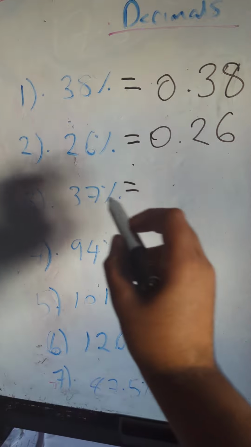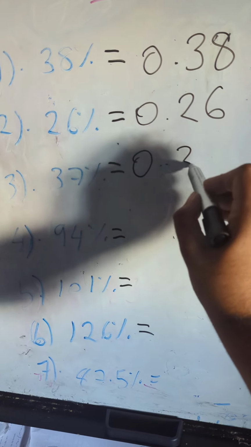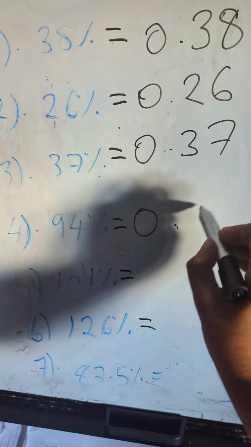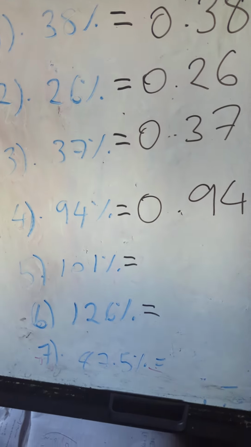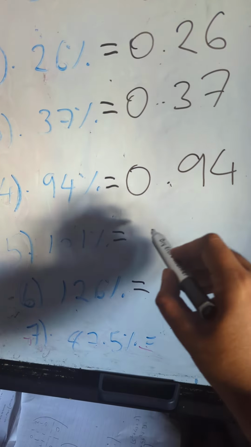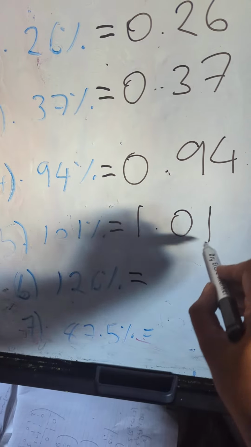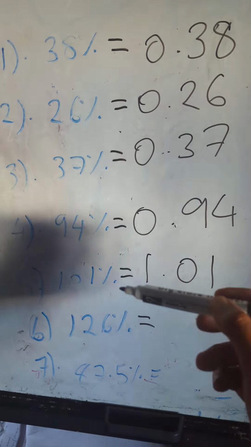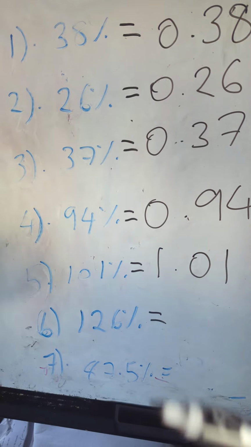Okay, this next one, 37% as a decimal, will be 0.37. 94% will be 0.94. It's getting a bit trickier now. 101%, that'll be 1.01, and you can have that as a decimal. Yep, that does make sense. That just means a percentage increase rather than a decrease.